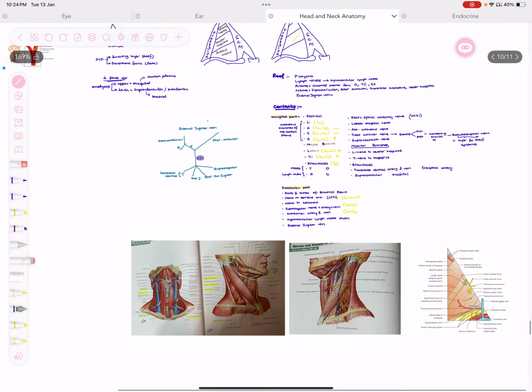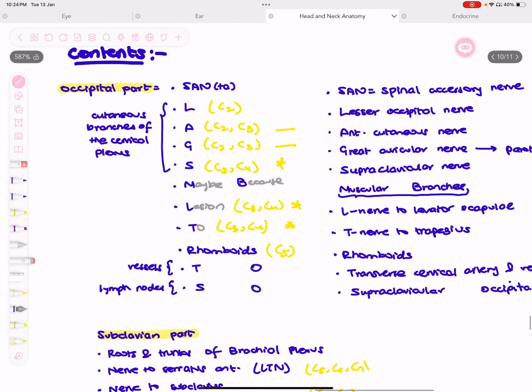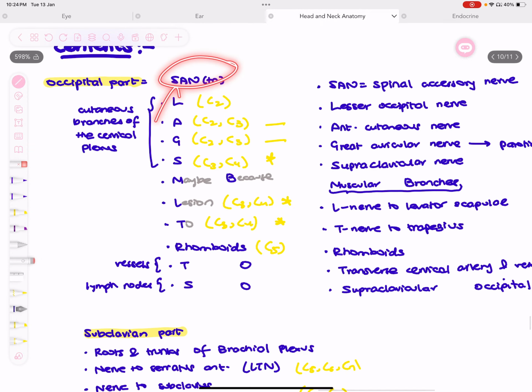Now, when you talk about the occipital part, the mnemonic is SANTA LAGS MAYBE, because lesion to rhomboids, to so, right? So this is a mnemonic that you need to learn. SANTA LAGS MAYBE, because lesion to rhomboids, to so, right?